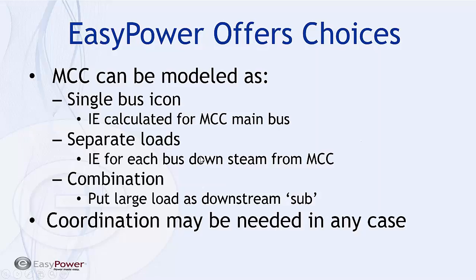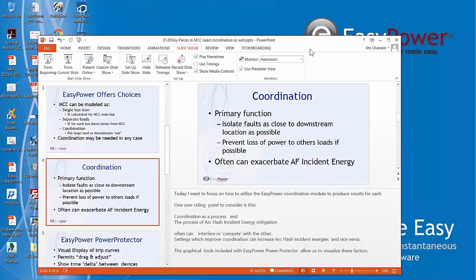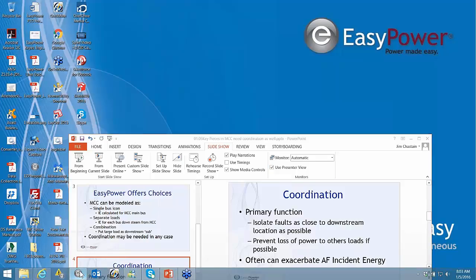So an MCC can be modeled as a single bus icon where everything's contained in the MCC. It can be modeled as separate loads where each bus is represented physically in the system and then each load is represented, or can be a combination of these two modes. So there are trade-offs involved, and one of the biggest reasons that people would choose the first option is to limit the number of buses they have to deal with in their system. So real briefly, let me take 2 minutes and show how this is done. So I'm going to jump into the tools.